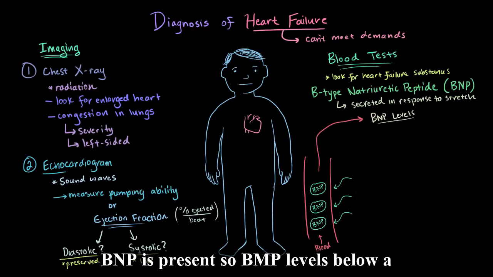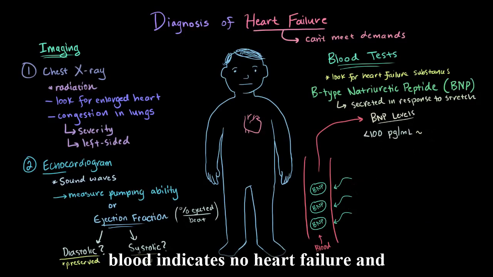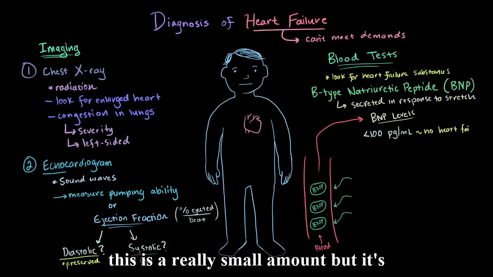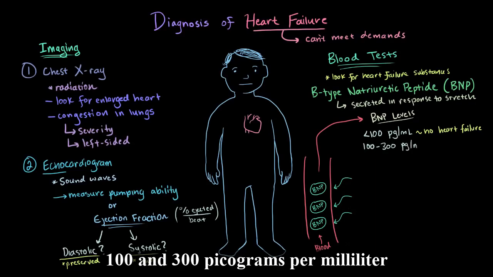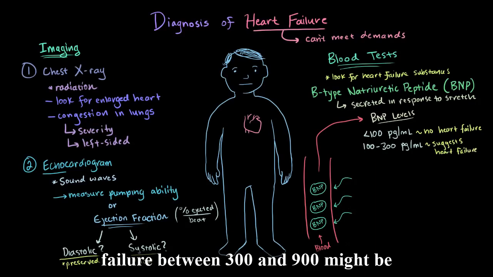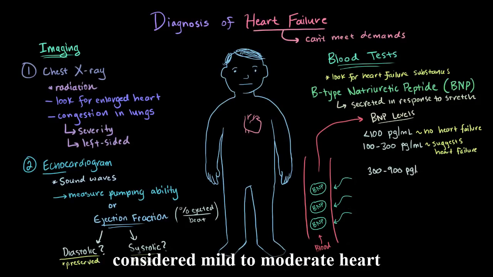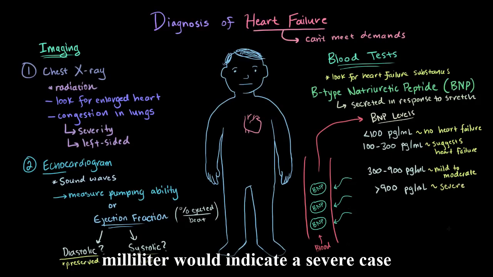So BNP levels below 100 picograms per milliliter of blood indicates no heart failure. And this is a really small amount, but it's still measurable. And BNP levels between 100 and 300 picograms per milliliter might suggest the presence of heart failure. Between 300 and 900 might be considered mild to moderate heart failure, and then above 900 picograms per milliliter would indicate a severe case of heart failure.